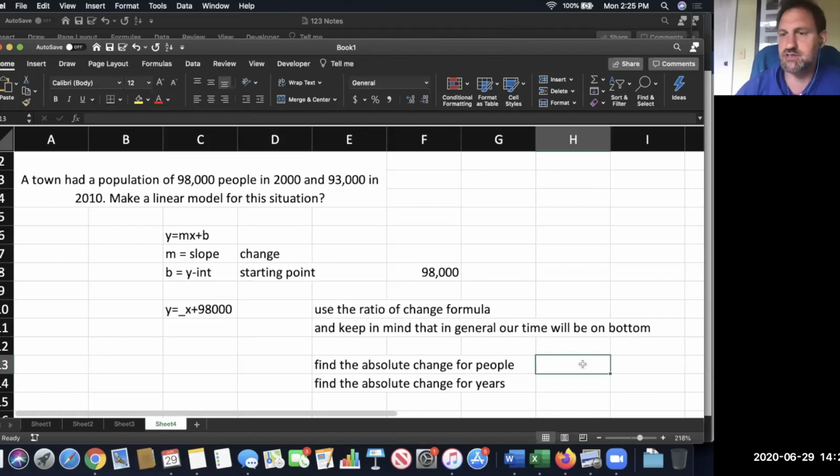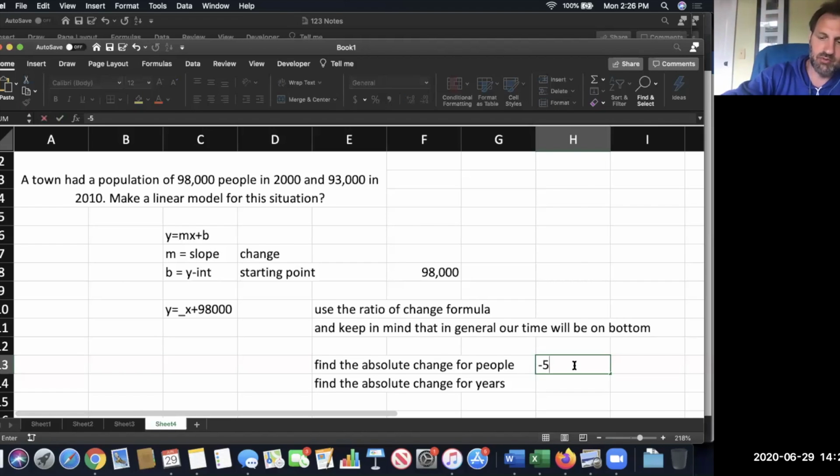How did the number of people change in this situation? There's 5,000 less people. Right. And that's the sentence. I'm just looking for the number. The important thing is that it's negative, right?